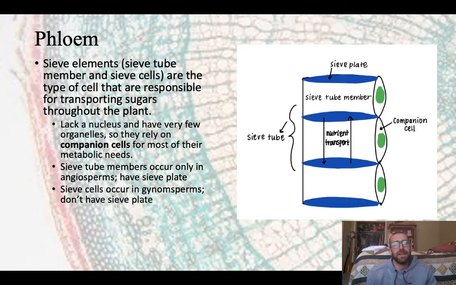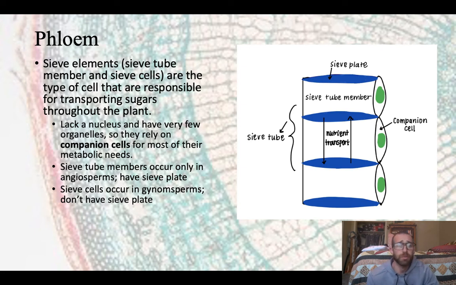All right, and then you have your phloem. So again, food phloem. Phloem is the tissue that's going to be transporting sugars, primarily. So transporting sugars throughout the plant, and those sugars get broken down through cellular respiration to power all the cellular activities of the plant.